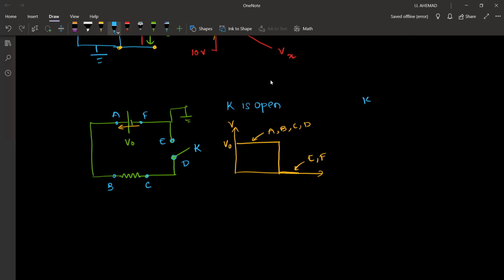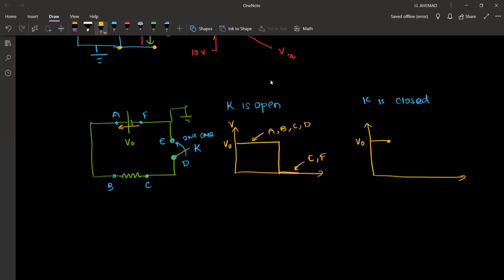Let's say K is closed. If K is closed, now the case is slightly different. Now we have a current flowing. Therefore, across BC, we will have a potential drop. So at A, we have V naught potential.